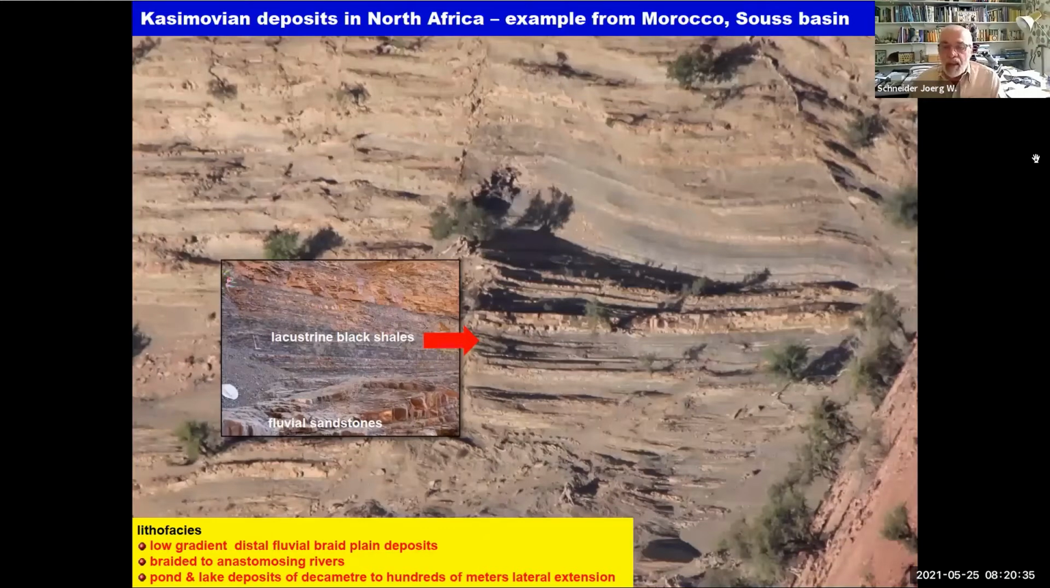These are mainly low gradient distal fluvial red bed deposits, no conglomerates, nearly nothing coarse stuff, deposited in a system of braided and anastomosing rivers. Intercalated here in gray and black on the slide are pond and lake deposits, which are very fossiliferous.